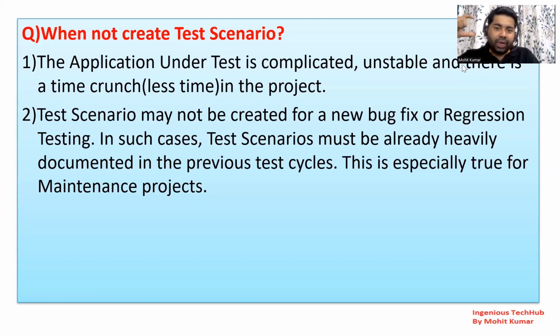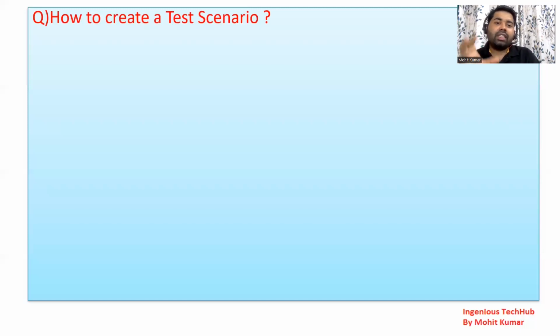We have one release already, or multiple versions of release, but if we get any new defect or any regression, at this time we are not going to write test scenario. In such a case, the test scenario must already be documented in the previous test cycle, and this is especially true for a maintenance project. If your project is in the maintenance phase, then we do not write the test scenario.